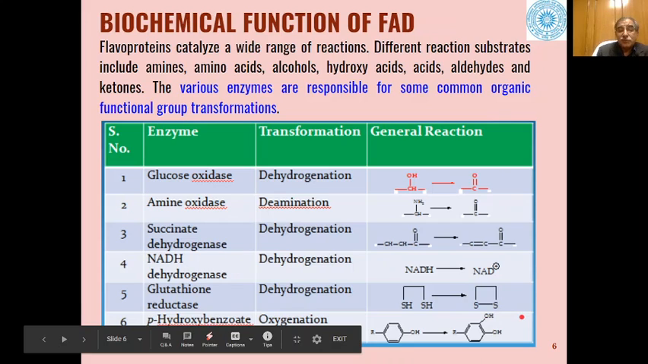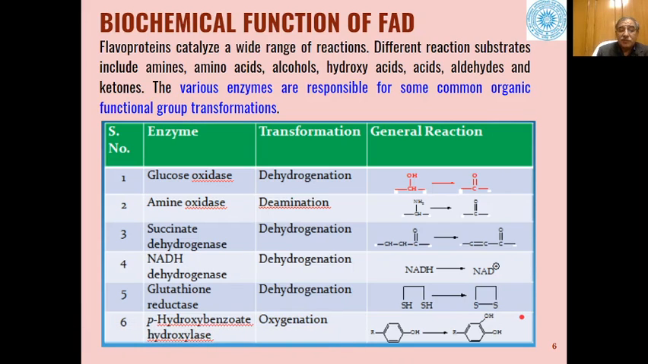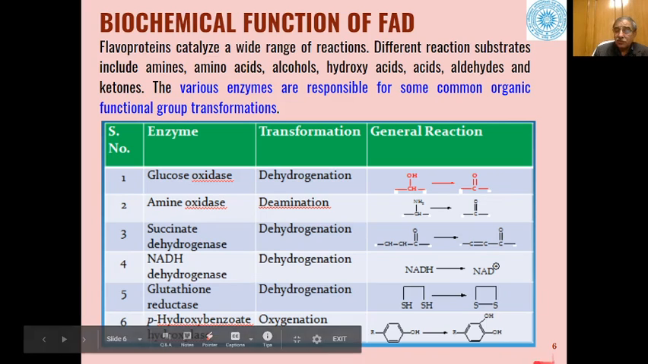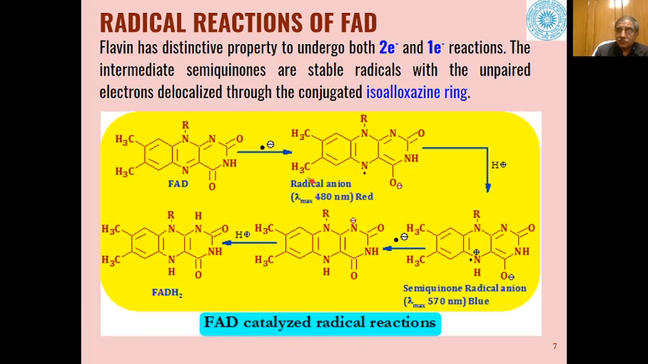Similarly, para-hydroxybenzoate hydroxylase is used for oxygenation of phenols. You can see over here, this phenol is hydroxylated at the ortho position in combination with FAD as coenzyme. Then the radical reactions which take place in case of FAD can be either 2 electron reactions or 1 electron reactions.